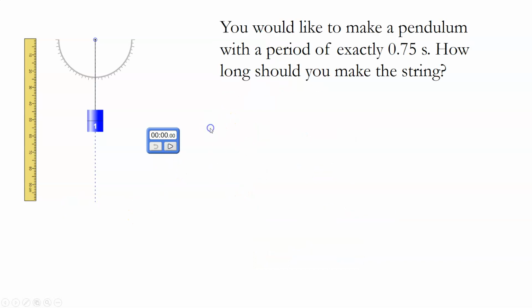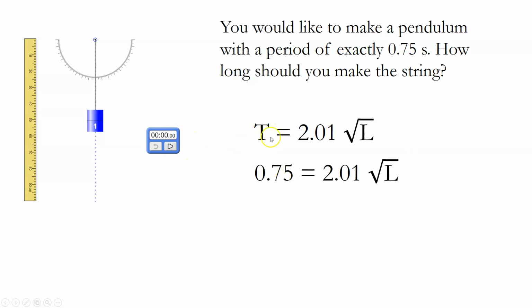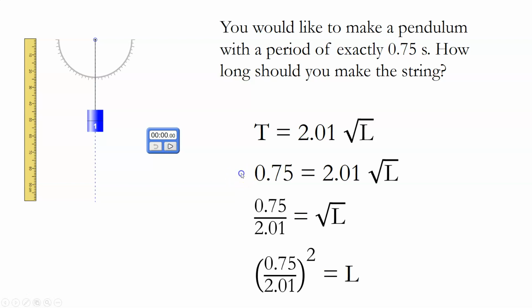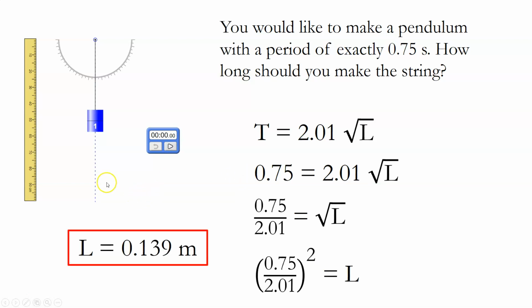We could go the other way. You'd like to make a pendulum with a period of exactly 0.75 seconds. How long should you make the string? Use the same equation. Your period is going to be 0.75 seconds, not dealing heavily with units, just introducing the idea. Then solving for L, dividing both sides, squaring both sides, and we find that the length that produces a period of 0.75 seconds should be 0.139.